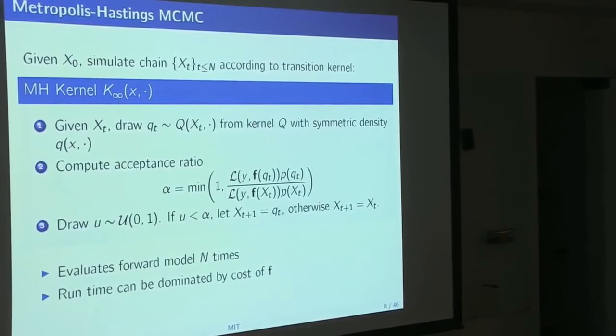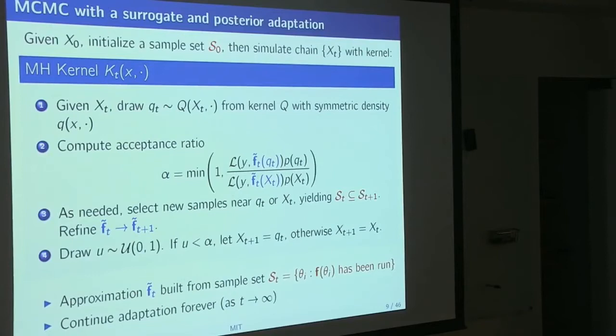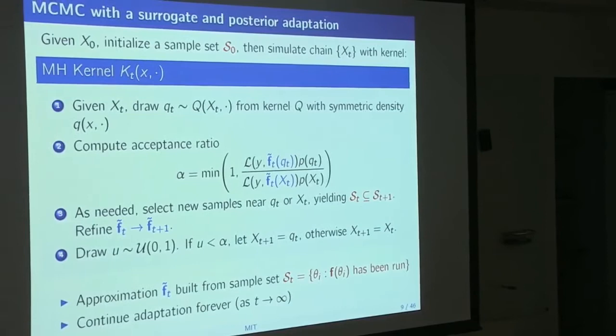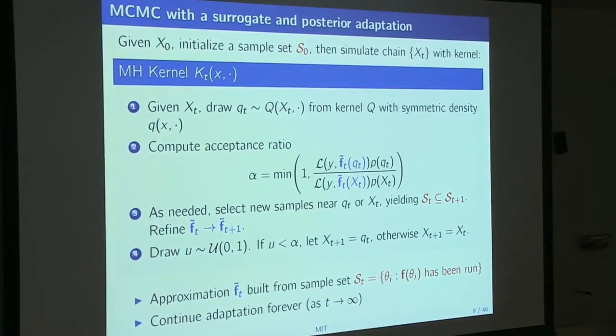Now, if I run this for n steps, I'm going to evaluate the forward model n times, and that's typically what costs me. That's typically what dominates the runtime. Now, here's a modified version of the algorithm with a similar idea. It says, let me replace the forward model that's sitting here in the likelihood with an approximation. So I've taken the f here, and I've replaced it with some f tilde. And this approximation is indexed by the current state of the chain, so it's indexed by t. And I'm going to make this approximation, in principle, better and better as the chain goes along.